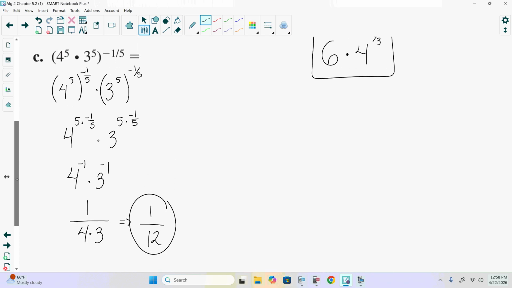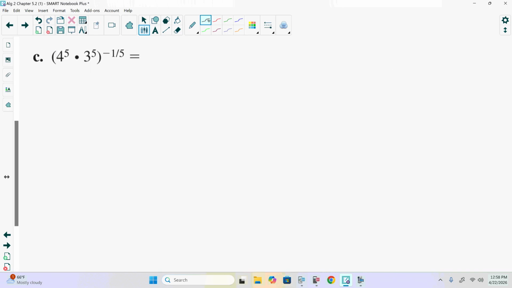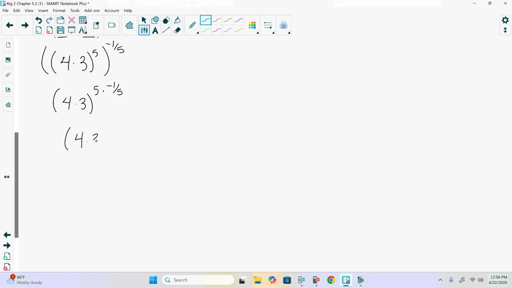Questions on this here? And yes, we could have done that a little differently. Because both of these have the same exponent, I could have also used power of a product backwards. Instead of applying it to both terms, we take it away from both terms. Powers of powers multiply, so we'd have 4 times 3 to the 5 times negative 1/5. 5 times negative 1/5 is still negative 1.